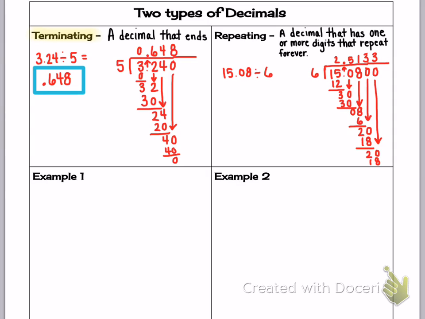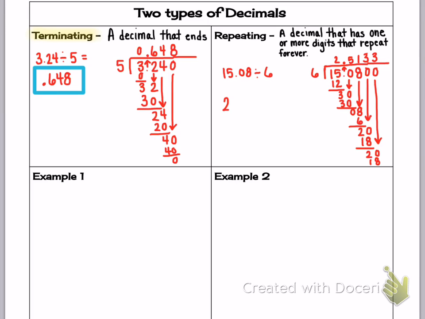You're going to subtract to get 2. Bring down the 0. You're going to get another 3. So it's just going to be 20, 18, 2. 20, 18, 2. It's going to keep going on and on forever. So the 3 in the thousandths place is repeating over and over again. So here's how you're going to write that answer.